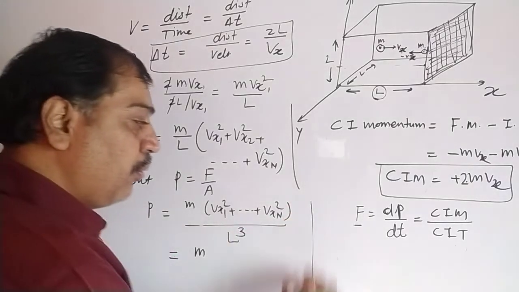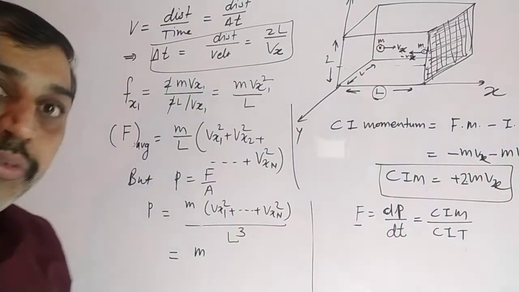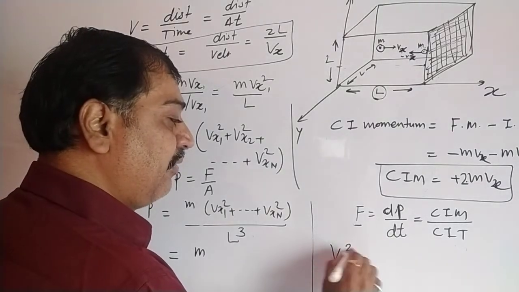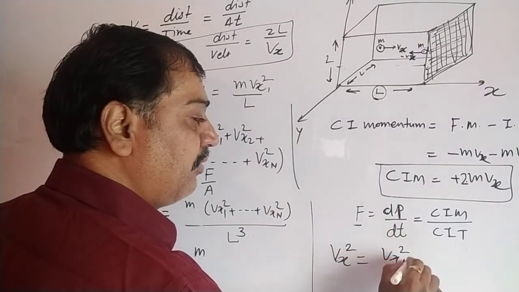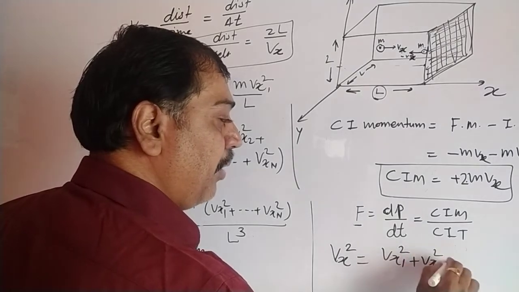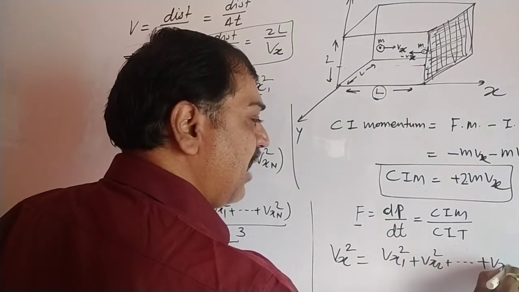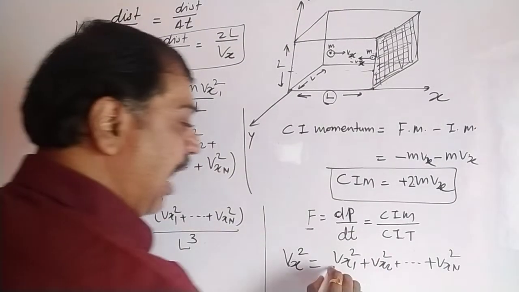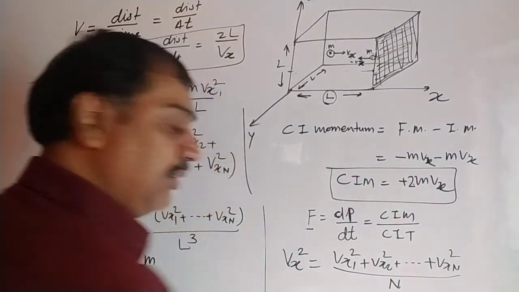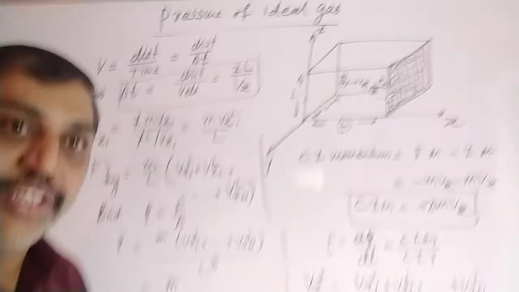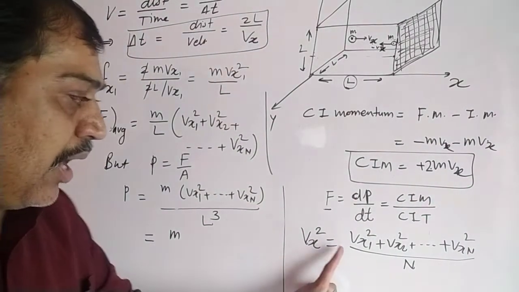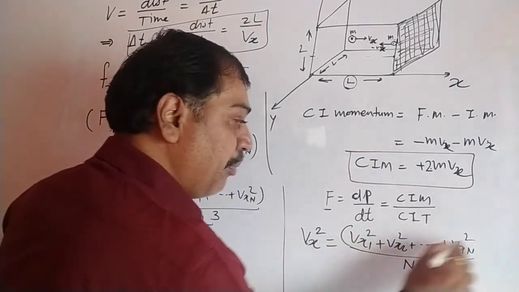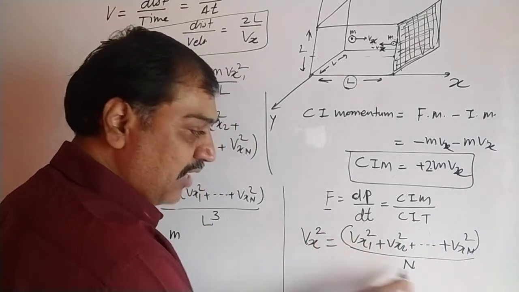Apart from this, as we know, the square average velocity along the x-axis can be written as Vx square equal to Vx1 square plus Vx2 square plus so on up to Vxn square, divided by how many particles? N particles. This is the equation we know. From this, find out the numerator. Numerator equal to what? Vx square into n.